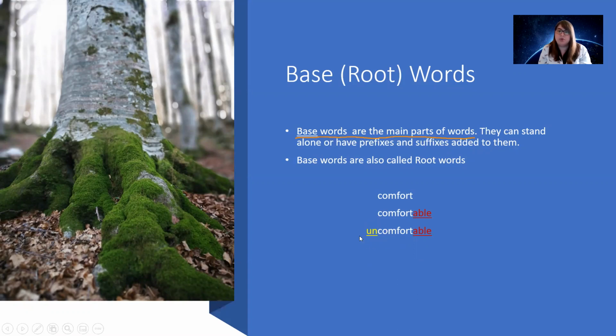I know that when I add UN to the front of something, it means not. So it means not having the ability to be comfortable or to show comfort. So the UN changes the way I view that word. And what we notice is that when I go from comfort to comfortable to uncomfortable, my base word has stayed the same. My base word is still comfort. I'm just attaching pieces to the front and back of it to make sense. And that's really how base words work: we use them as a way to build.